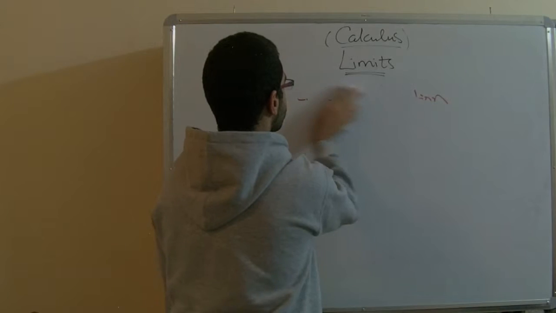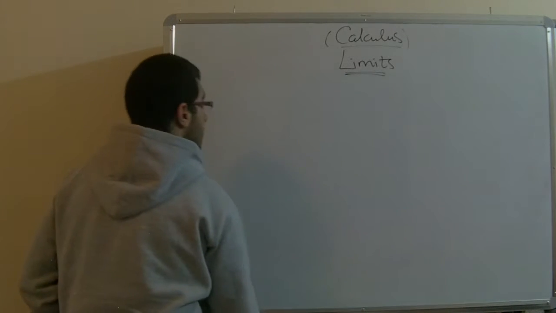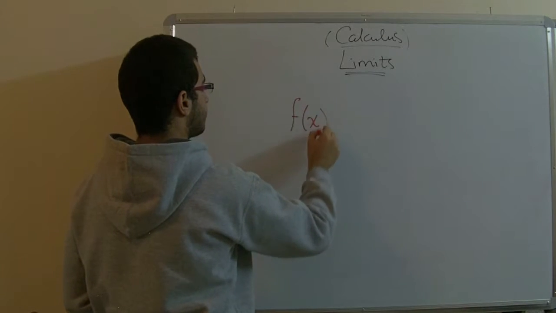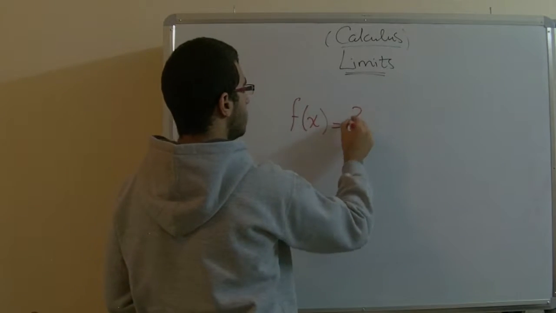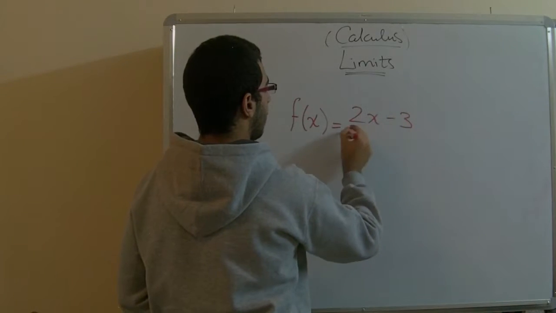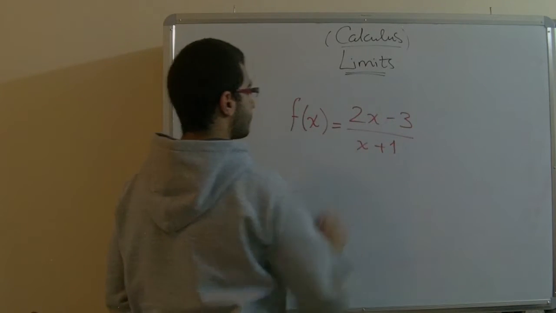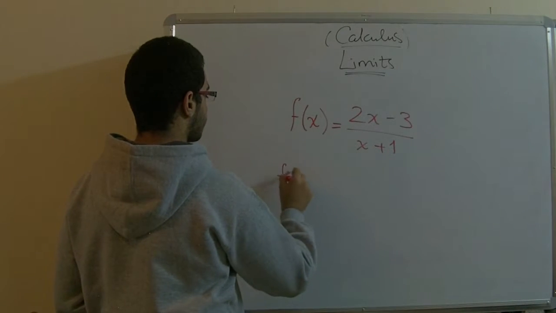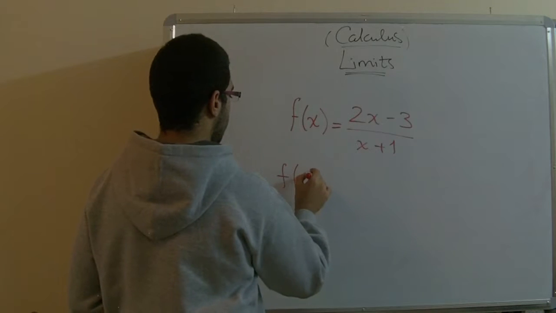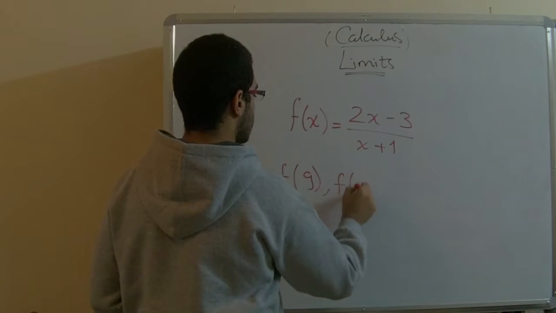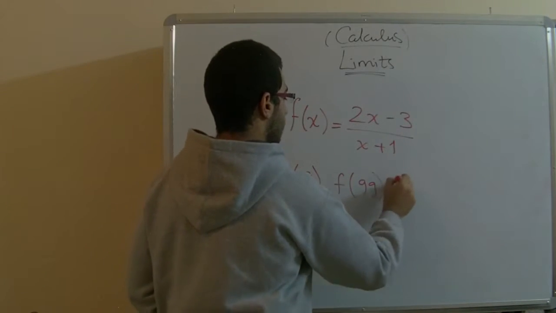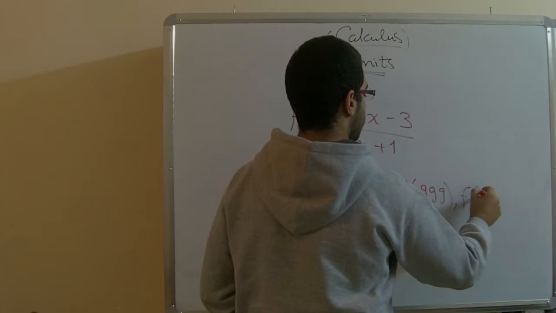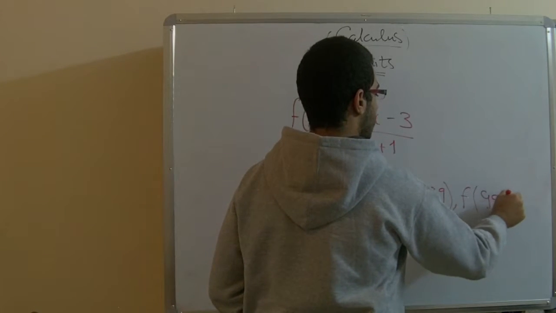So if I write f(x) equals (2x - 3) over (x + 1), and I want to get f(x) when x equals 9, x equals 99, x equals 999, and x equals 9999.